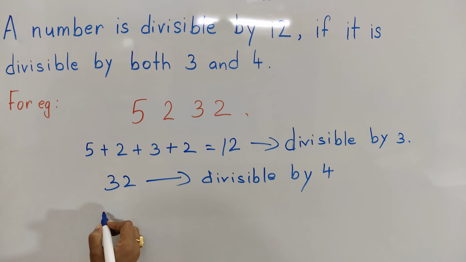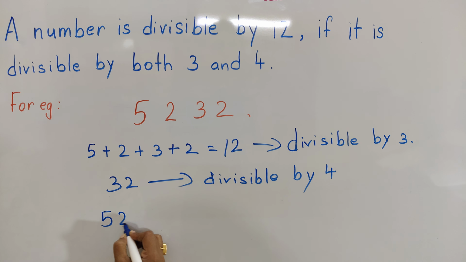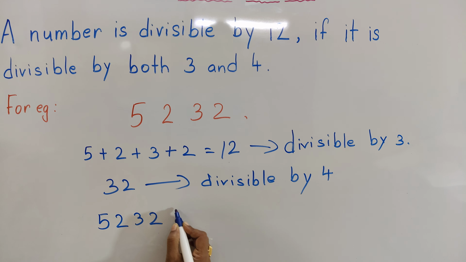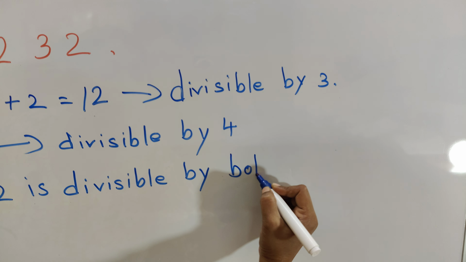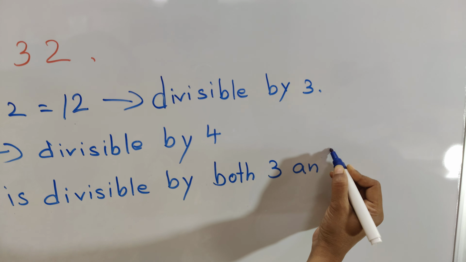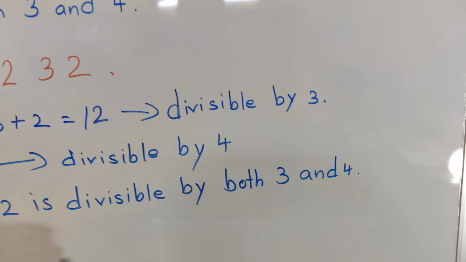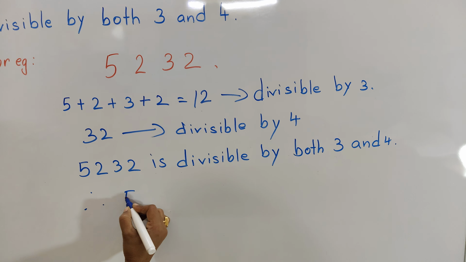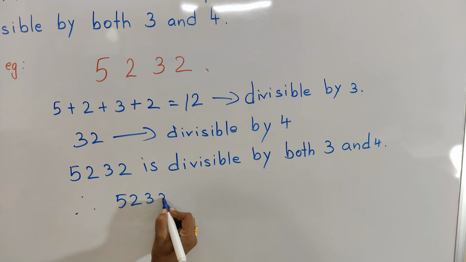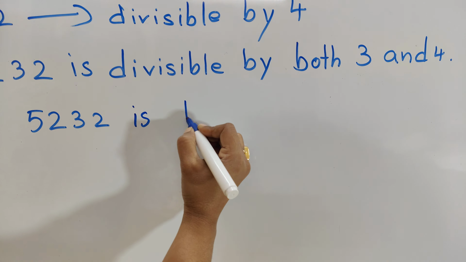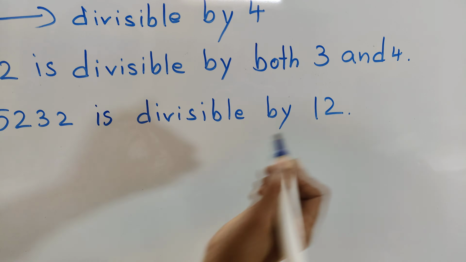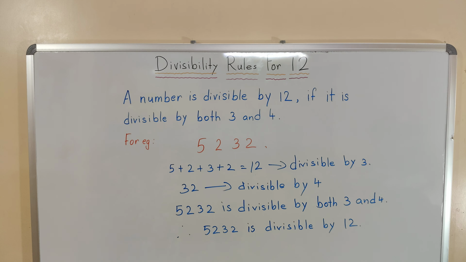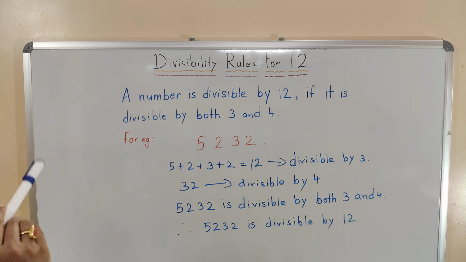Therefore, the given number 5232 is divisible by both 3 and 4. Therefore, 5232 is divisible by 12. This is how we need to check whether the given number is divisible by 12 or not.